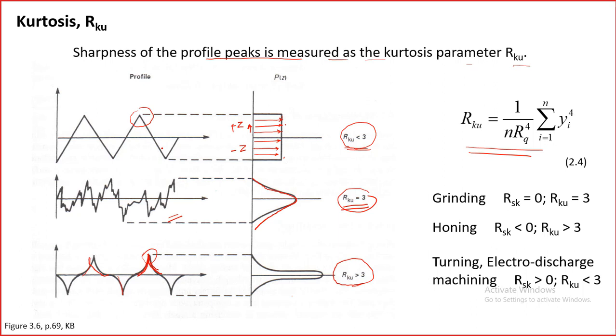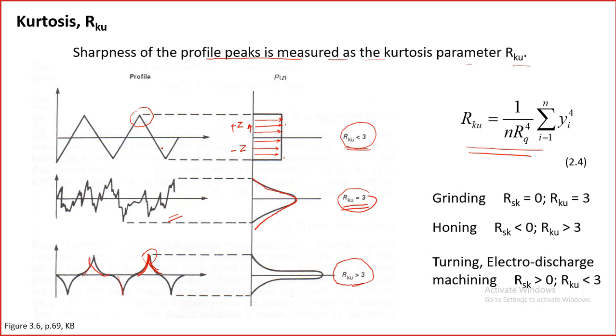So the effects of skewness and kurtosis are seen for tribological surfaces such as engine liners. We can avoid the sharp peaks by keeping the skewness negative. This will avoid high contact pressure in a localized way and reduce the chance of wear.